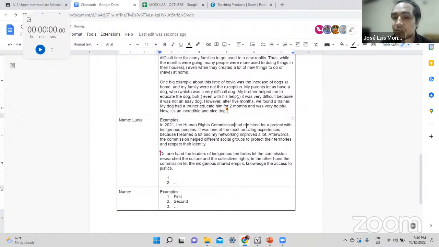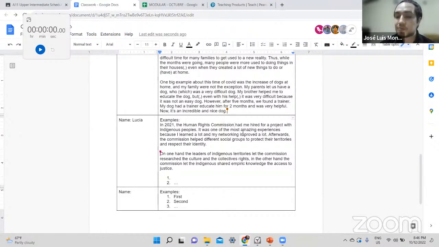Now, this is a different one. This is not a causative verb. Why? Because to have a causative verb, you need to say that the Human Rights Commission paid you, Lucia, to hire someone else. Okay, to hire someone else.